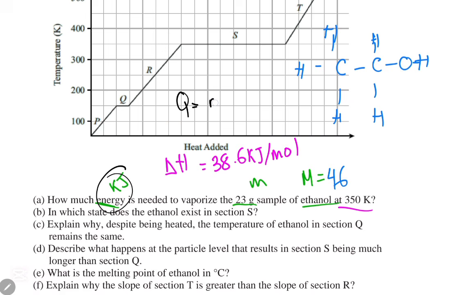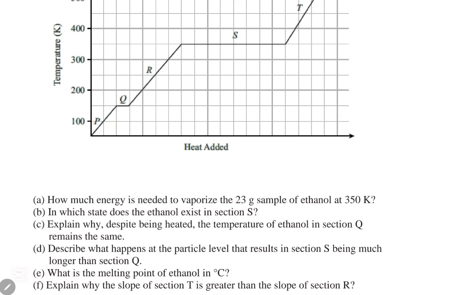Equals the number of moles, which is mass over molar mass, times what? Times delta H. I'll put it on my calculator. I'm going to get 23. So 23 over 46 times 38.6 will give me my answer to be 19.3 kilojoules. So that's it for part A. We'll move on to part B.